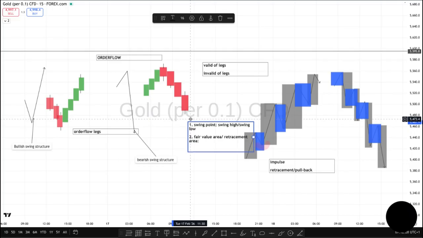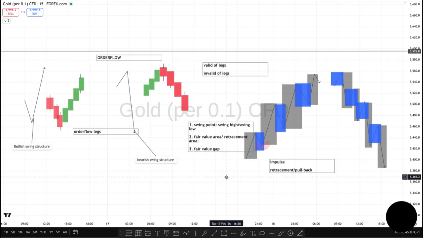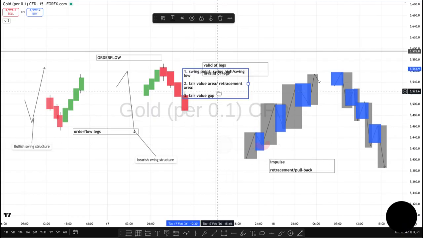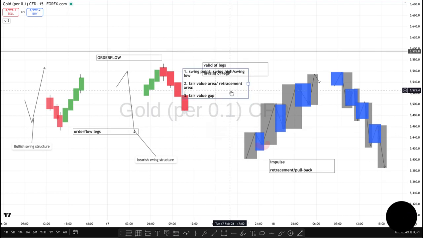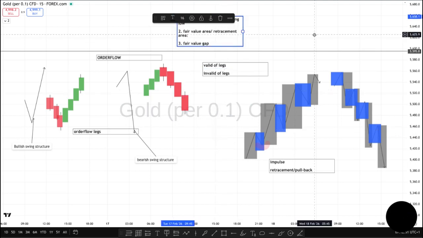Then the third thing, which is the most important thing that you have to watch out for to determine if an order flow leg is valid or not, is something called a fair value gap. This is very important. An FVG, a fair value gap. These are the three things that a valid order flow leg is made up of.